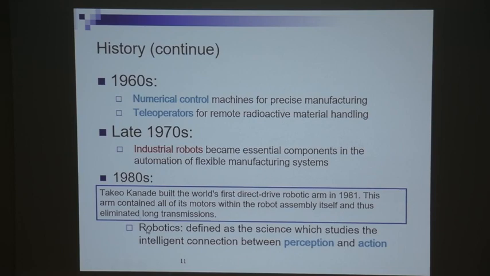In the 1980s, Professor Kanade developed the world's first direct drive robotic arm in 1981. Professor Kanade is very famous in computer vision. So computer vision and robotics became an important element. In the 1980s, we see robotics defined as a science. We study the intelligent connection between perception and actions.